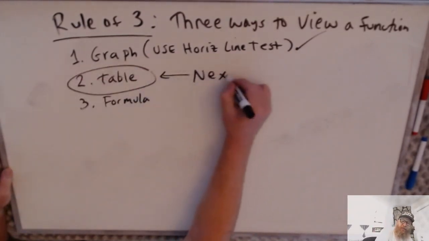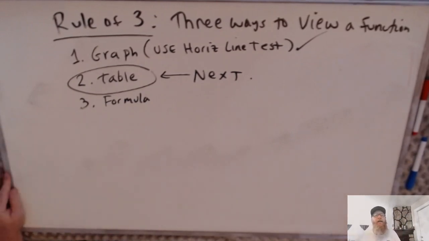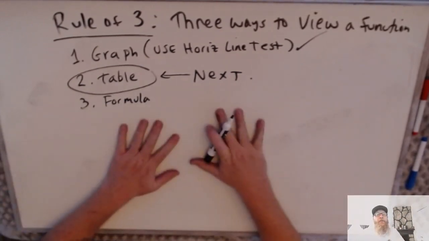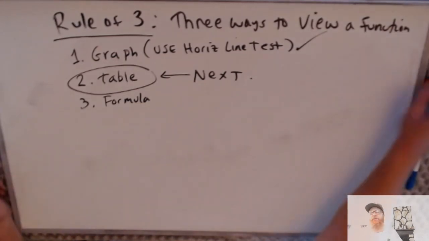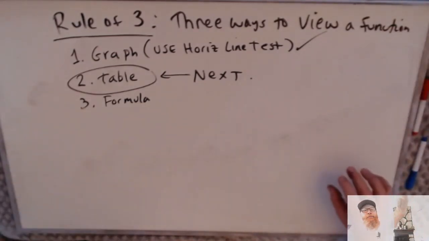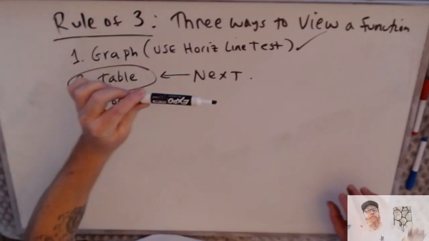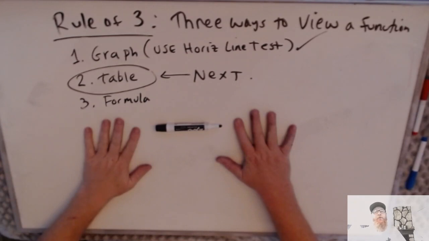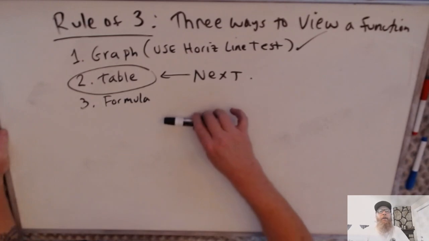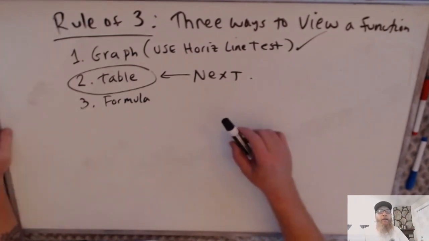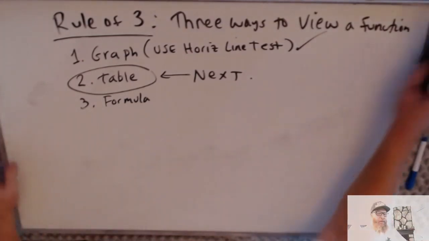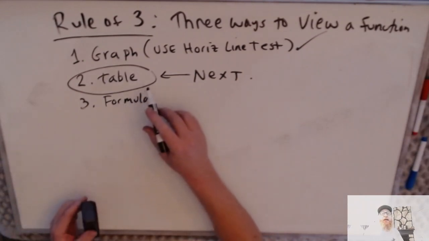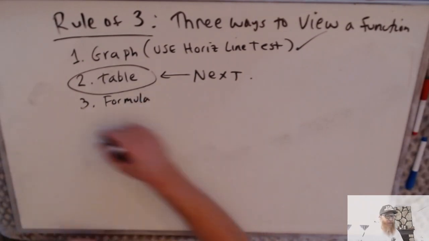Next, we're going to look at what a function looks like if we look at it as a table of values. Trying to get the screen to focus. Come on, focus. Not good enough. You guys see that? All right. So next we're going to talk about table of values, and then we'll do the formulas in a minute.